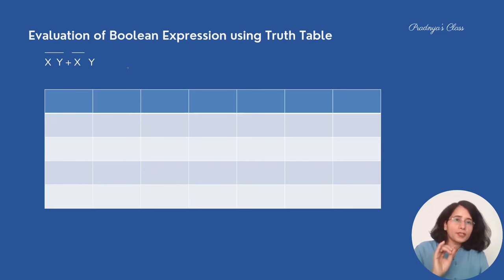Now we have to study how to solve a Boolean expression using a truth table. So this is the expression we have and we have to solve this using a truth table. You can see here there are two variables, x and y. So write all the possible combinations for x and y. And how to write these combinations? This is the binary equivalent of 0, this is 1, this is the binary equivalent of 2, and we have to write the binary equivalent of 3.